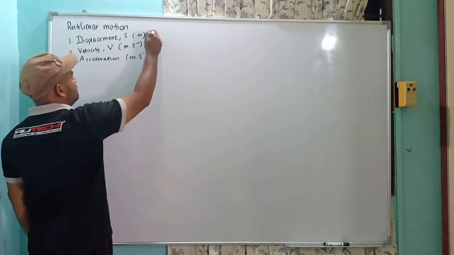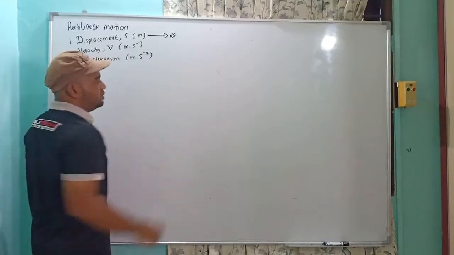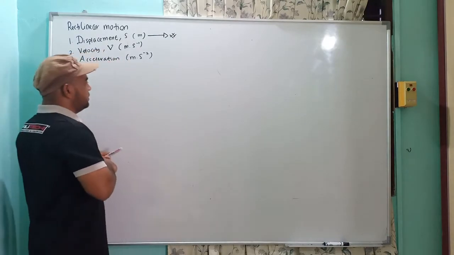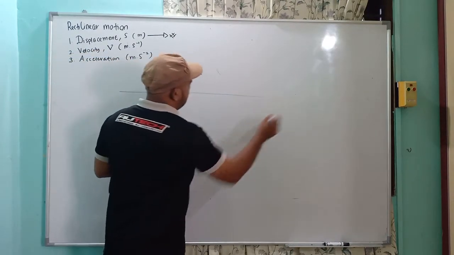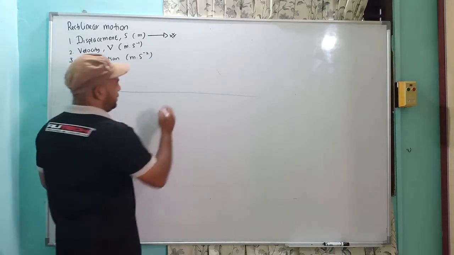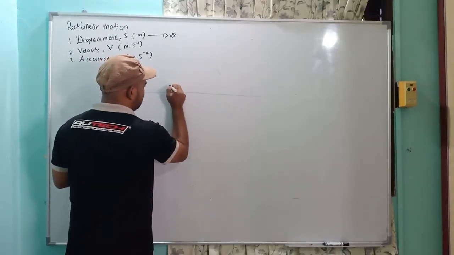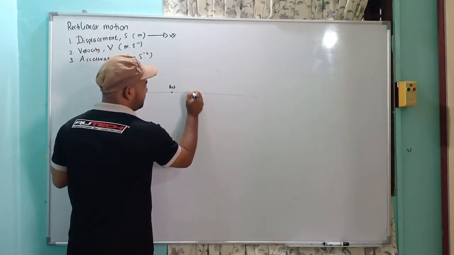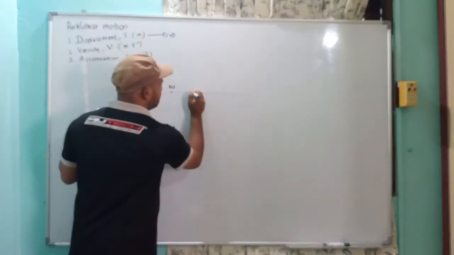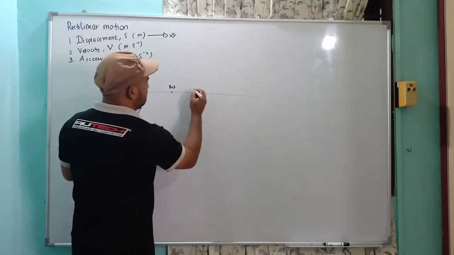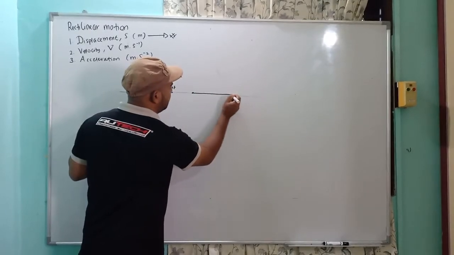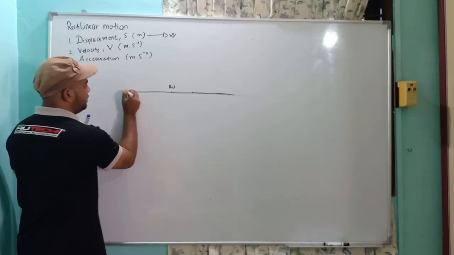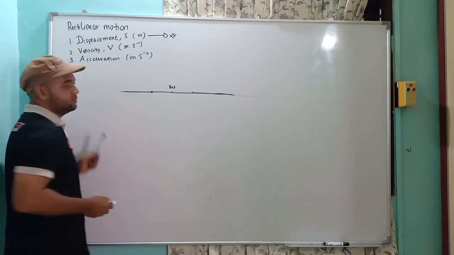Displacement. Let's say we have one component on this line, and this is our reference point. We have a particle moving from here, starting from here, moving to the front, and then it turns direction and stops here, and then turns direction and stops here.